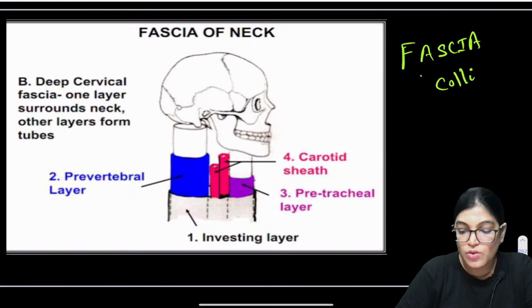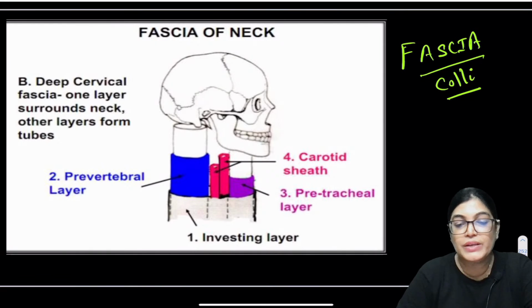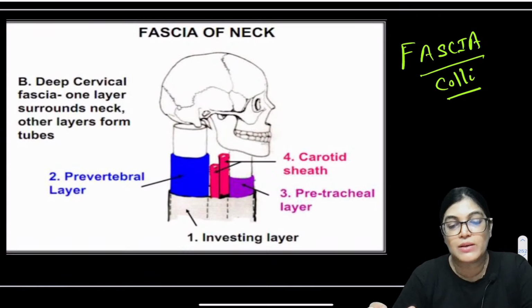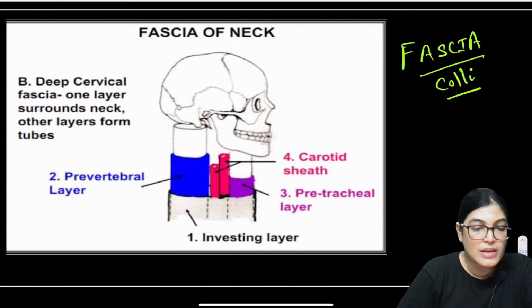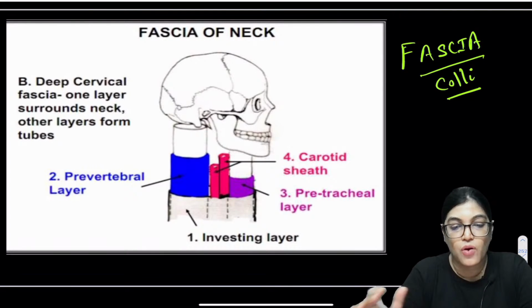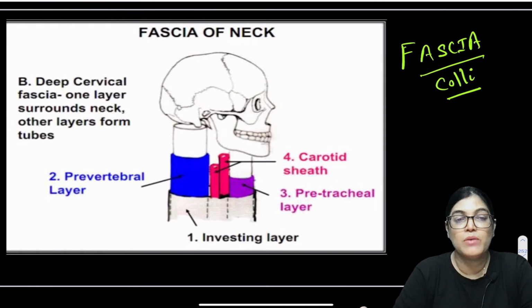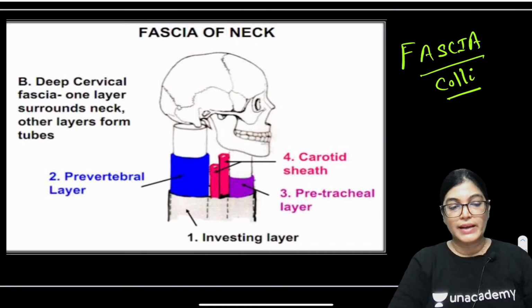Got it? It is also called fascia colli, and it is actually investing the whole of the neck and fills the interval which is lying between the muscles, vessels and the viscera which is located there. So it is actually surrounding the whole neck region in the form of a layer, a sheath. It forms an investing layer for the muscles of the neck and viscera.